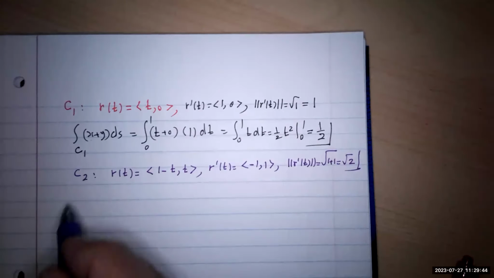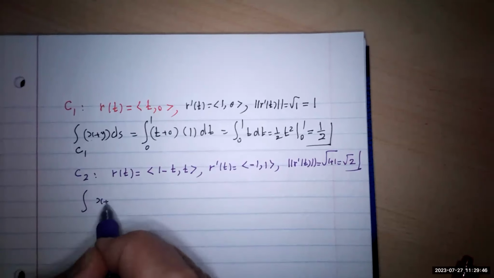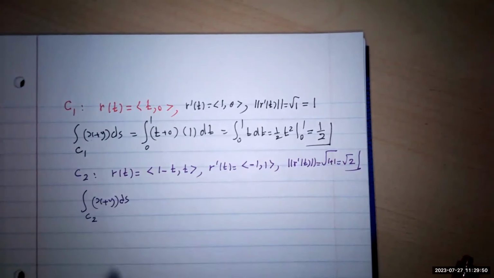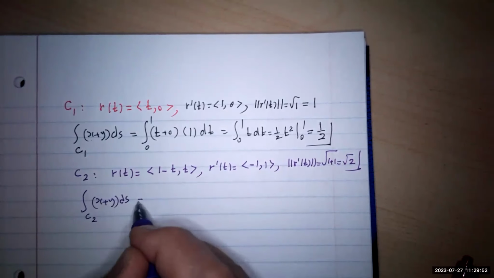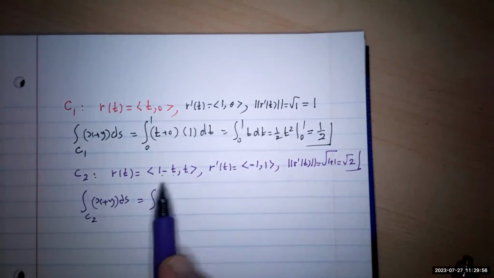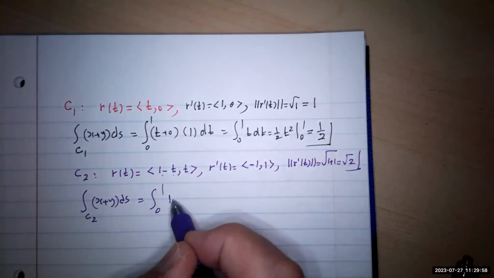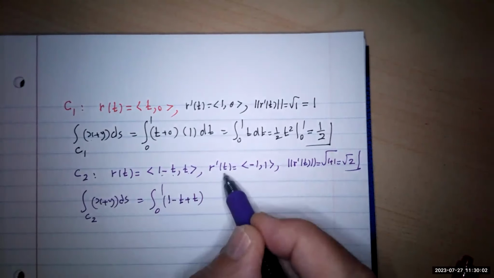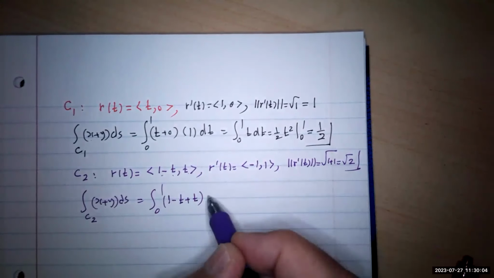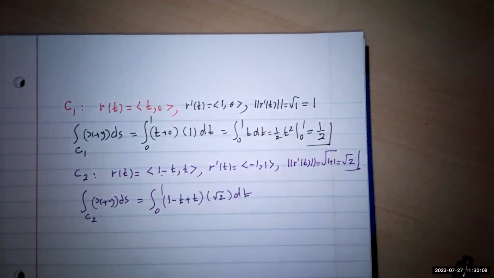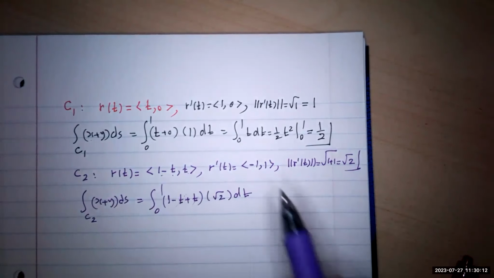Just come back and get the integral of x plus y ds over C2. So t goes from 0 to 1. Substitute, x is 1 minus t, y is t. So it's going to be 1 minus t plus t, then the norm of r prime of t, which is radical 2, times dt. Okay, this t and t would cancel out the negative t.